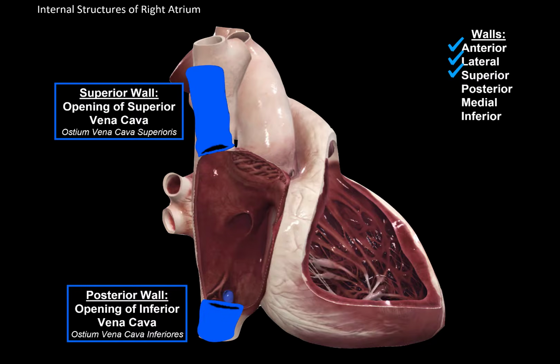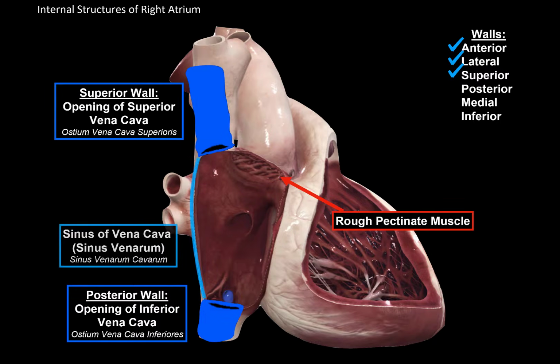Remember, the heart is tilted forward, right? And because it's tilted forward, the inferior vena cava becomes a part of the posterior wall. Another thing you will find in the posterior wall is, anteriorly, you have the rough pectinate muscle, right? But posteriorly, between the opening of the superior and the inferior vena cava, we have a wall called the sinus venarum, or sinus venarum cavarum. This had a function during embryonic development, but now it forms the area for the sinoatrial node for the conducting system.